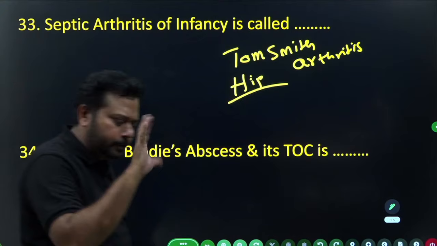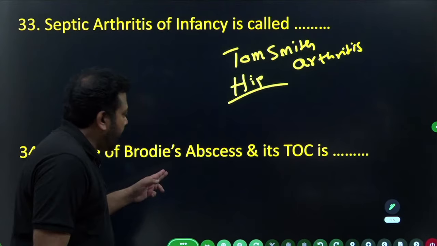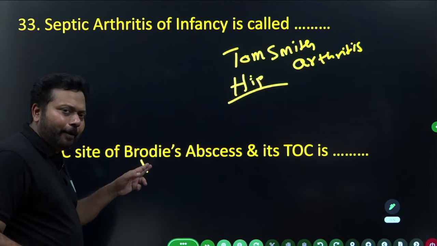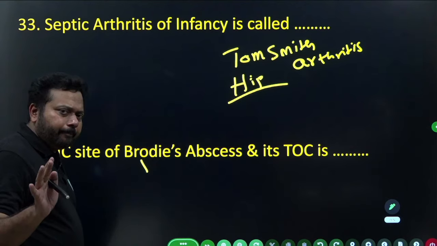Okay. Most common site of Brodie's abscess and its treatment of choice. Brodie's abscess is subacute osteomyelitis. This is the correct definition. Some books give it wrongly and have classified Brodie's under some other category. That is wrong. According to the Waldvogel classification, Brodie's comes under subacute osteomyelitis. This is the right answer.